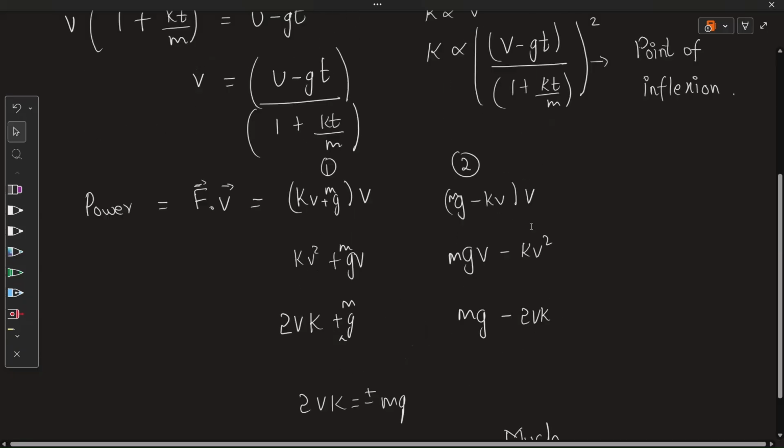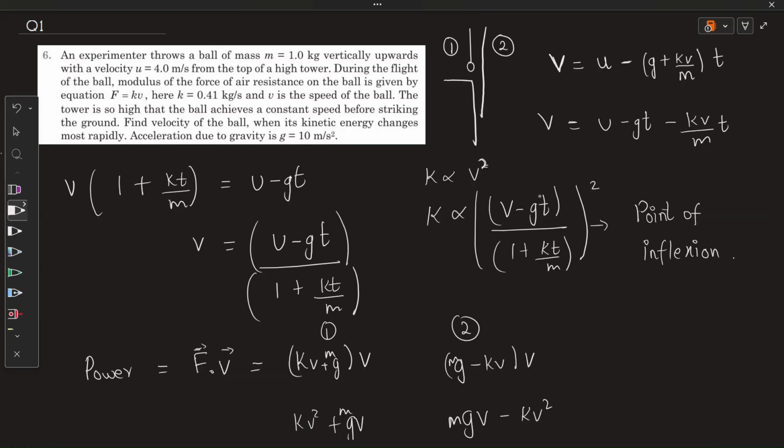This is a much shorter way, and the other is a lengthy way. Initially people would start thinking in that direction, but when they ask when its kinetic energy changes most rapidly, we have to consider the quantities which are involved in it, which are already defined in the physical terms.